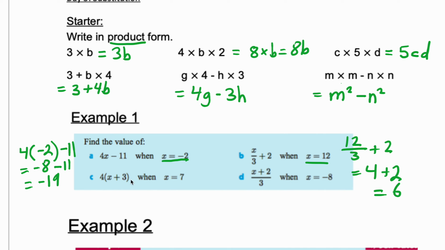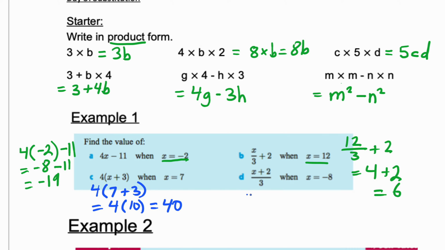And in part C, we've got a set of brackets here, so let's write the brackets and then just replace the x with a 7. So that's 7 plus 3. Remember, there's no symbol here. That means multiplication. So we're going to have 4 times 10, which is 40.